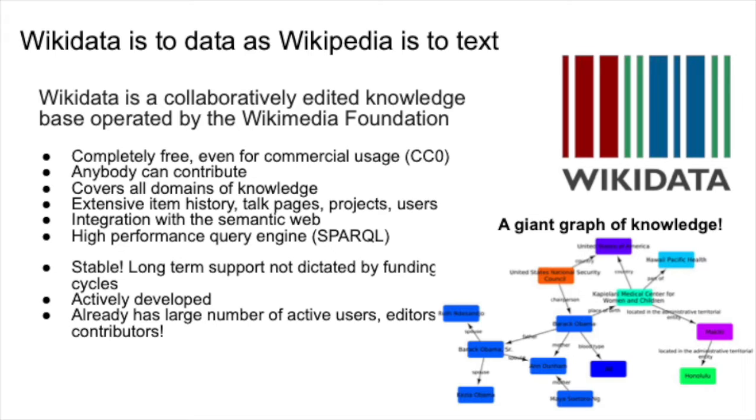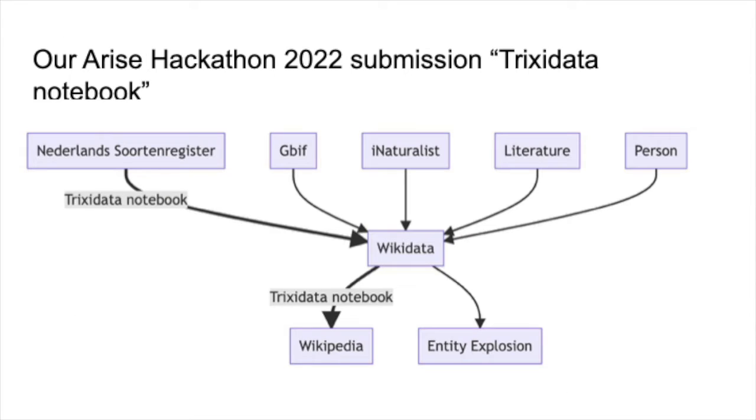Wikidata is an interesting hub for linked data on biodiversity because it extends beyond research projects, so data can live on. Our hack is a Jupyter notebook that takes information from the Nederlands Soortenregister and aligns that with Wikidata to identify missing Wikipedia articles. In the process, it also collects GBIF identifiers, iNaturalist identifiers, and Nederlands Soortenregister ID identifiers.